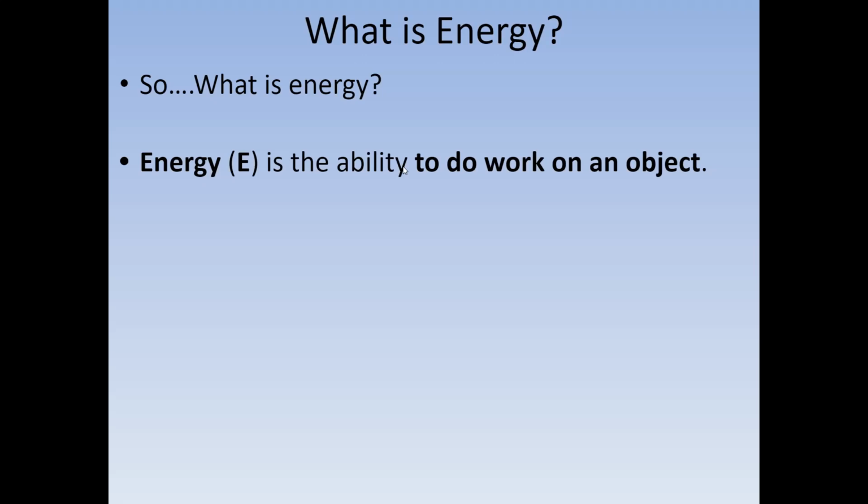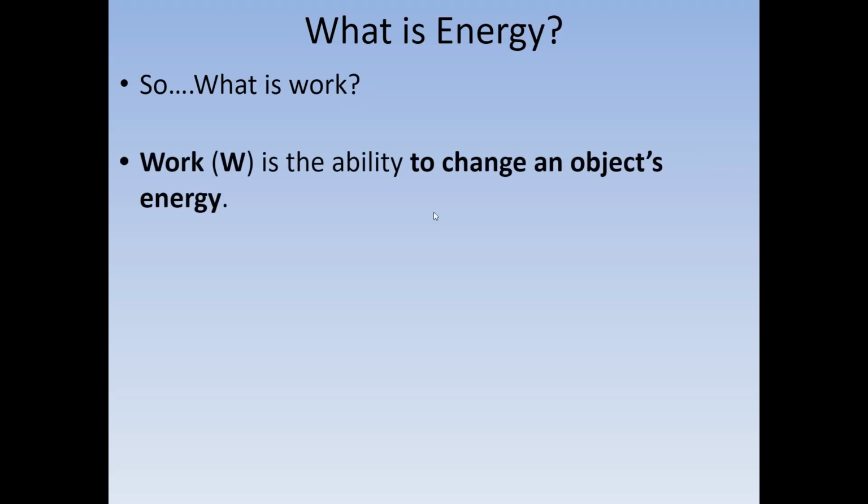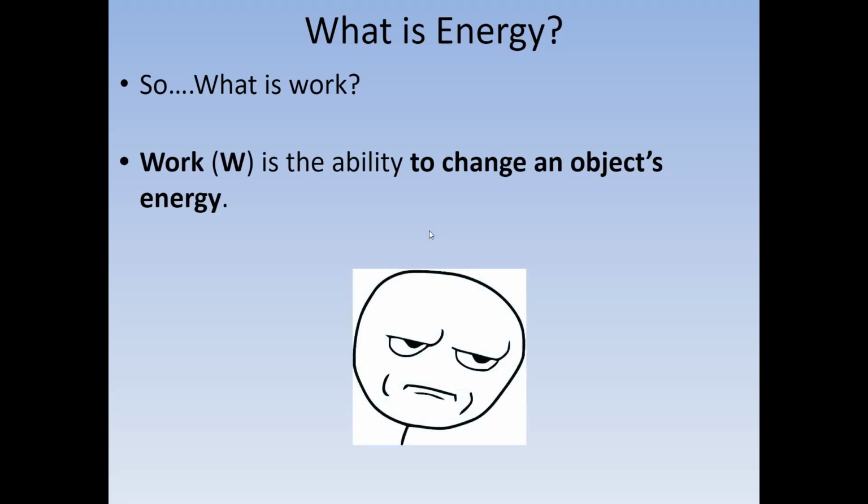Okay, so what does work mean in the context of physics? Well, work, which is represented by the symbol W, is the ability to change an object's energy. You might notice that that's a circular logic. It turns out that work and energy are essentially the same thing, that energy allows us to do work, and work allows us to change energy.